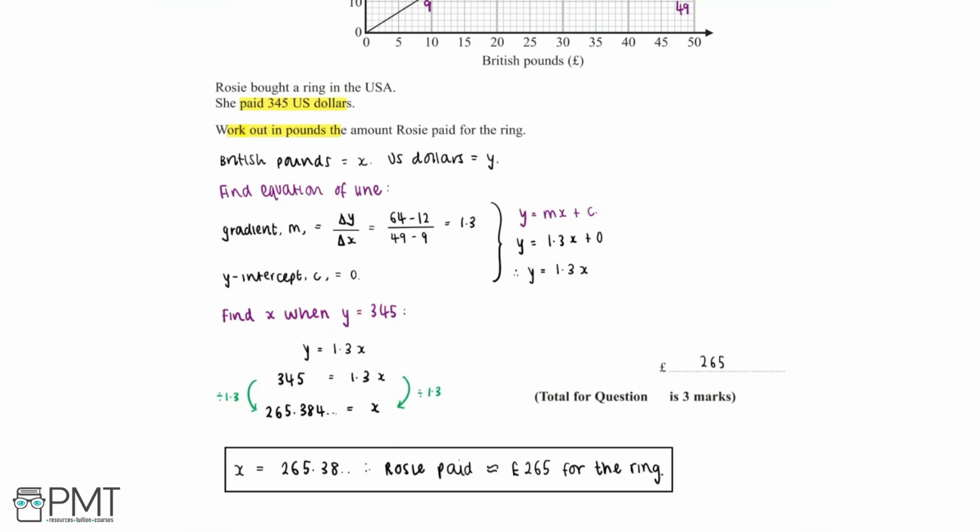And so we've now found the correct final answer, that Rosie paid approximately £265 for the ring that she bought in the USA. Now this question is worth 3 marks. We get the first mark for using our graph in order to find the equation of the line. We get the second mark for setting up an equation where y is equal to 345 in order to find the value of x. And we get the third mark for getting the correct final answer, that the amount of money that Rosie paid for the ring is approximately equal to £265. And so we've now achieved the full 3 marks needed in this question.